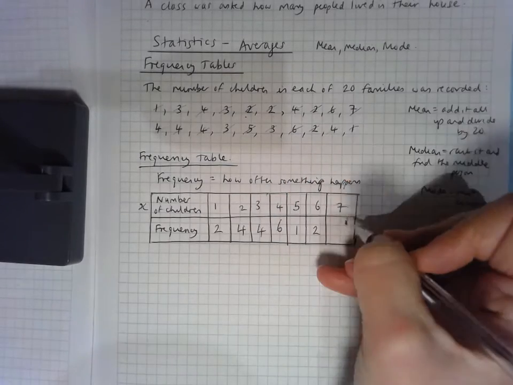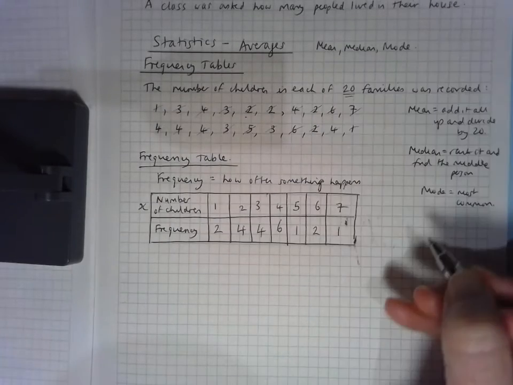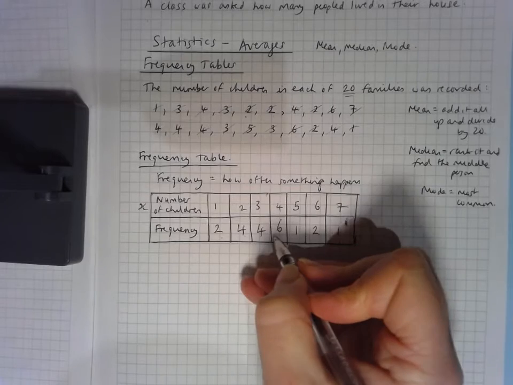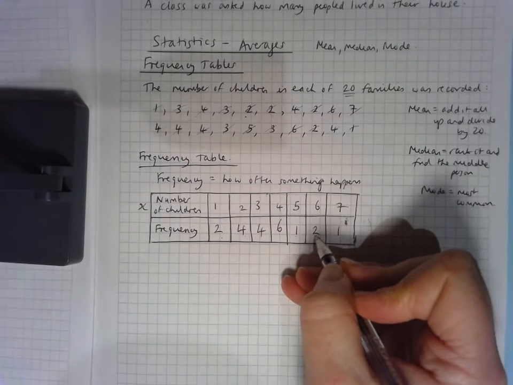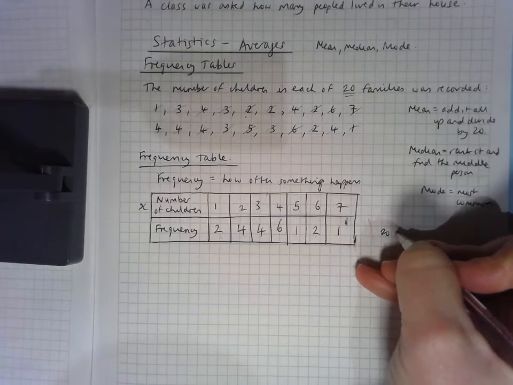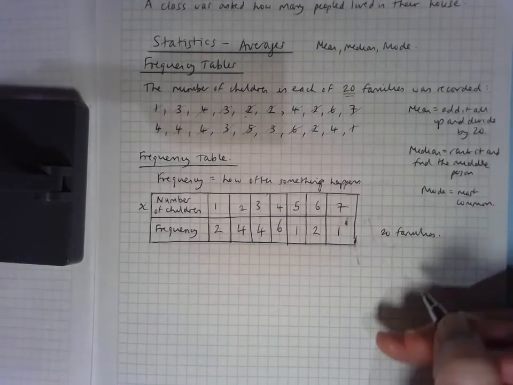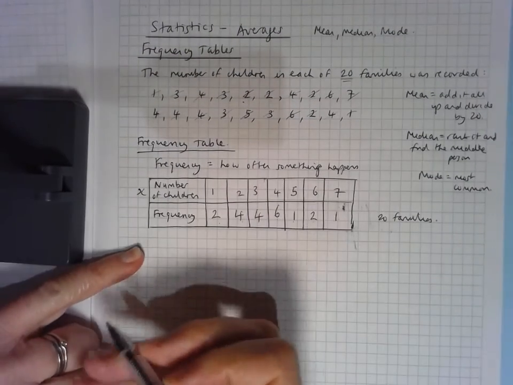Now you remember I said that there were 20 families, so there should be 20 pieces of data here. So 2 plus 4 is 6, plus 4 is 10, and 6 is 16, 1 is 17, and 2 is 19, and 1 is 20. So there are 20 families. That's okay. Now we're going to look at how we find the mean, the median and the mode using this frequency table. Let's start with the mean.